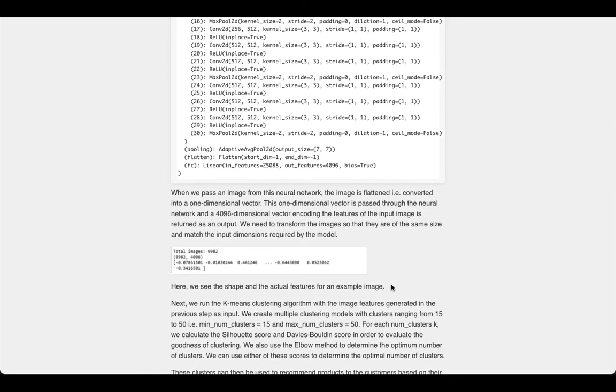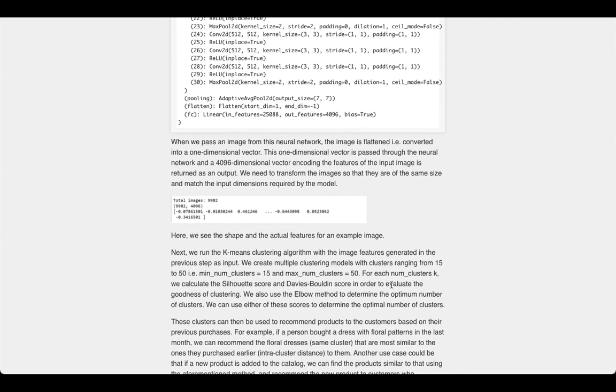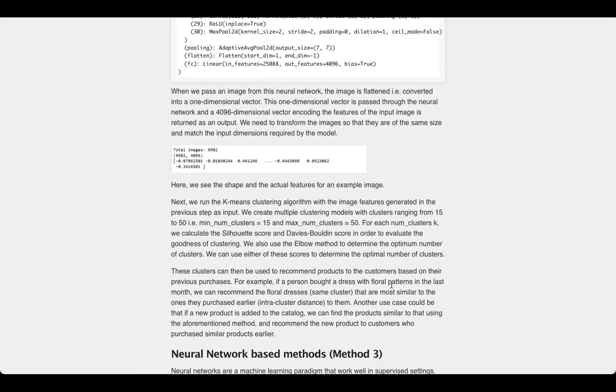We create multiple clustering models with clusters ranging from 15 to 50. For each k, we calculate the silhouette coefficient and Davies-Bouldin score in order to evaluate the goodness of clustering. We also use the elbow method to determine the optimum number of clusters. These clusters can then be used to recommend products to the customers based on their previous purchases.